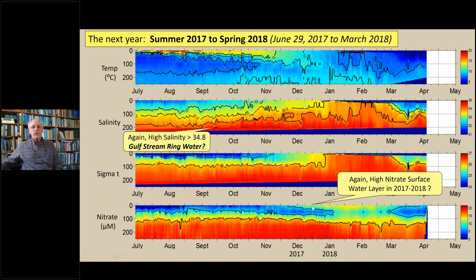Now, this is not due to instrument error, or if it is, it's a hell of a coincidence, because we had to swap instruments around when the mooring was turned around. So the instrument that recorded this at the surface is a different instrument than the one that recorded it the previous year.